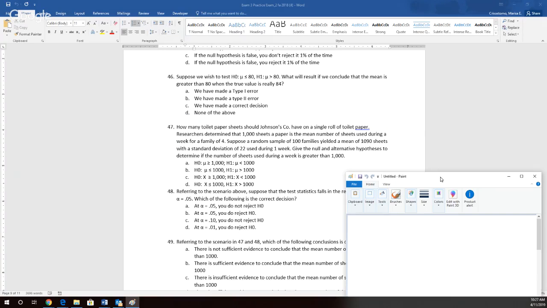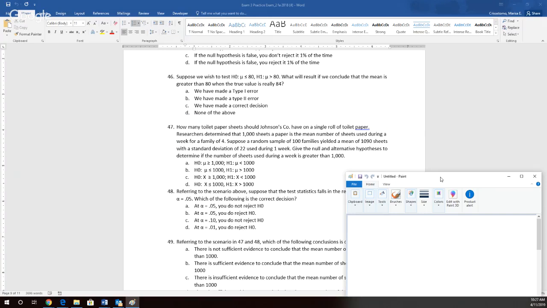How many toilet paper sheets should Johnson's company have on a single roll of toilet paper? Researchers determined that 1,000 sheets of paper is the mean number of sheets used during a week by a family of four. We have a sample of 1090 sheets. Give the null and alternative hypotheses to determine if the number of sheets during a week is greater than 1,000.